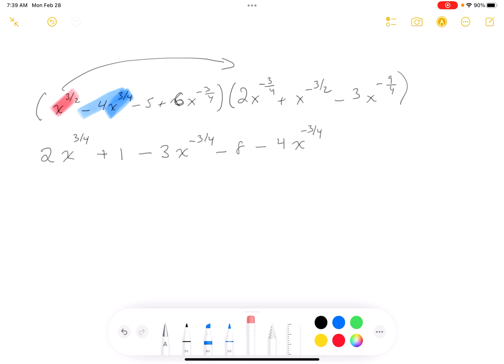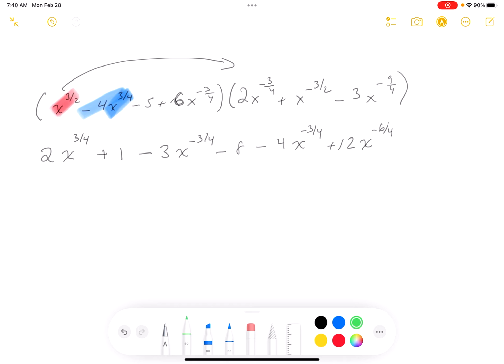Let's keep going. Then what are you going to get? Plus 12x, and again, to remind you what you're doing, 3 quarters minus 9 quarters is minus 6 quarters. All right, that's done. Let's go to the next one.